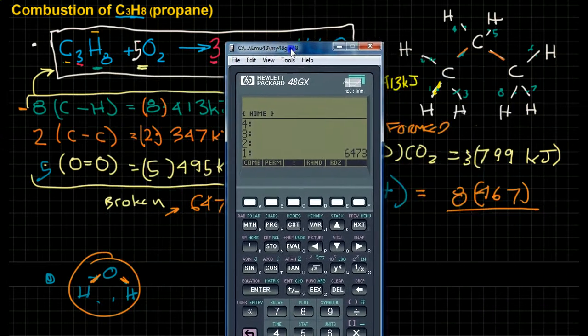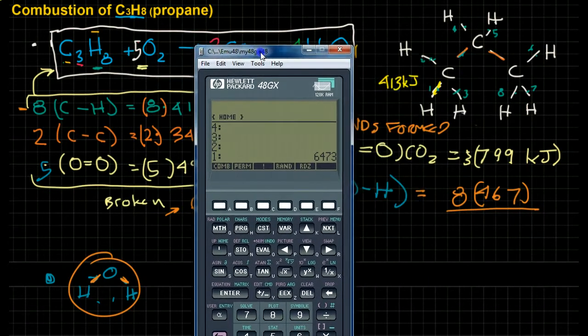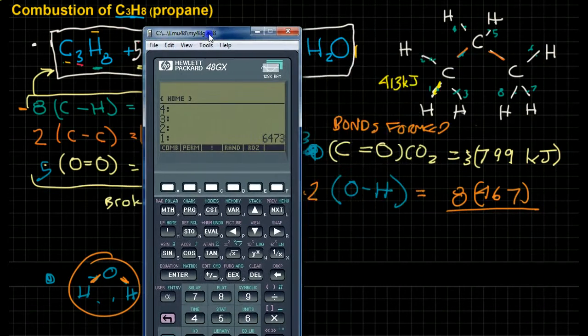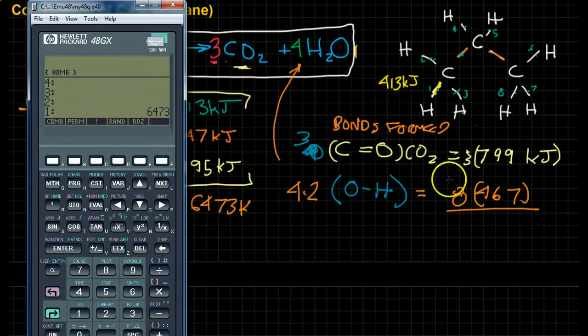here's what I'm going to do. I've got 6473. That's nice. Okay. Anyway. Oh yeah, I've got to subtract these over here, because these are going to kick off energy, so they're going to be negative. So 799. I'm going to multiply that by 3.